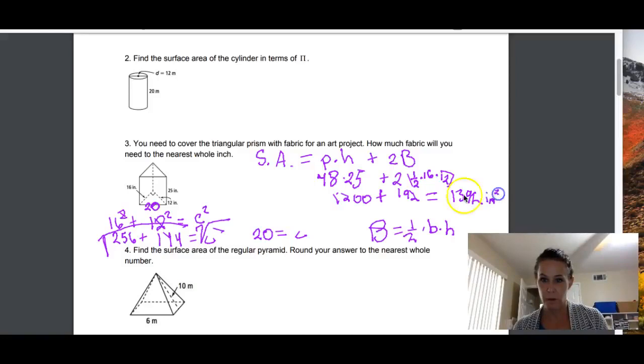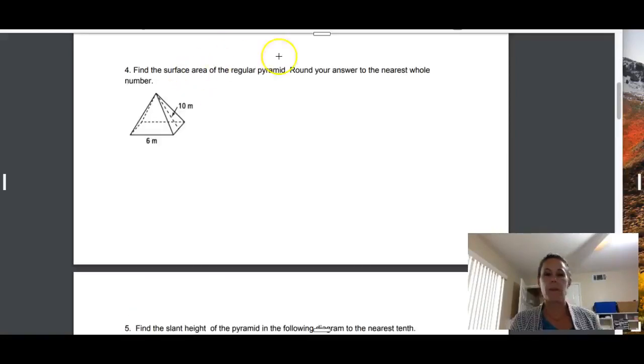Inches squared, and that's a 2 there. Okay, 1392 inches squared. We want to find the surface area of the pyramid. So looking at surface area of pyramids, we're going to look at it like this.